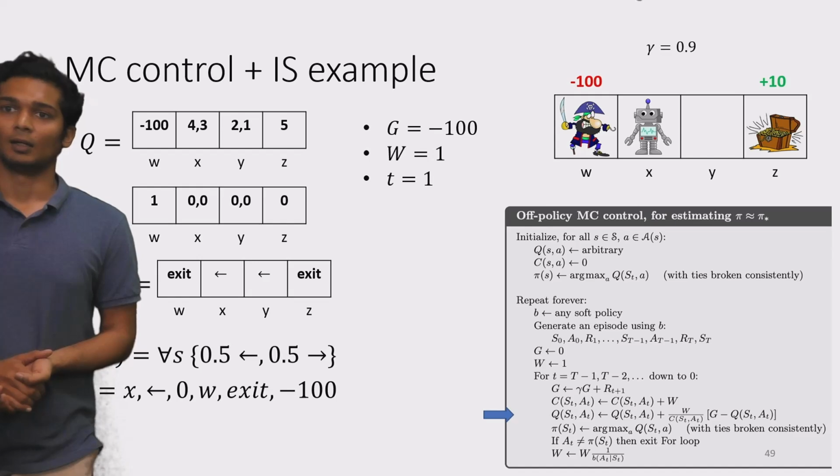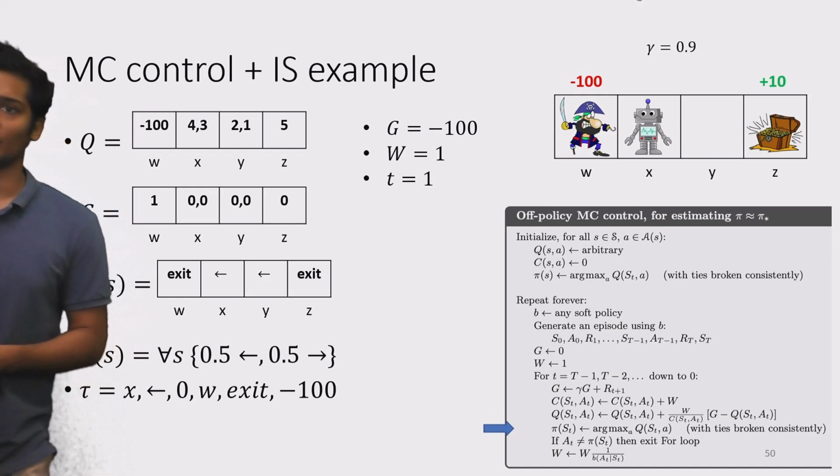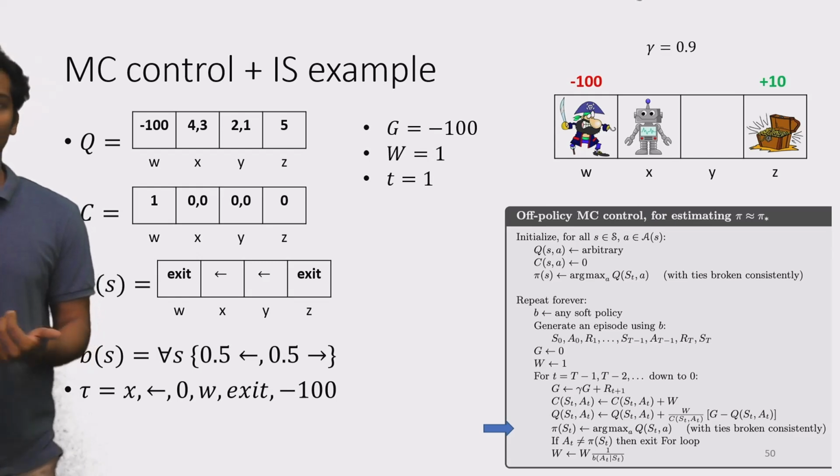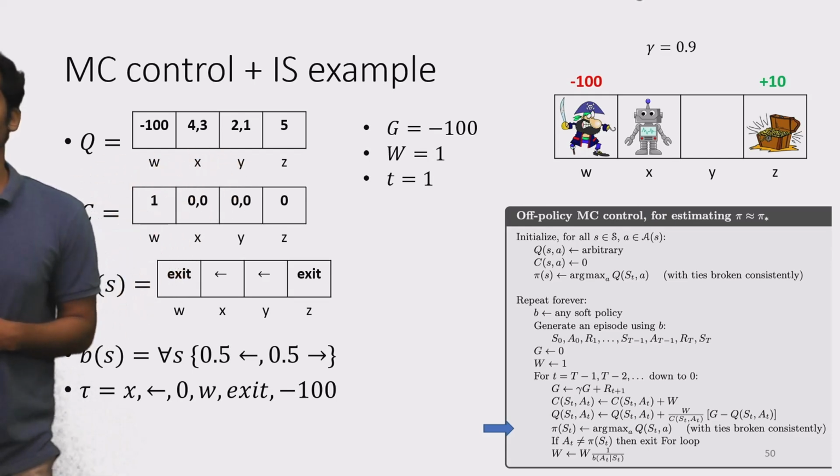Then we use these updated Q values to find our new policy, which would see which is the new best action to take in each state. So right now in state W, there's only one action. So no, we don't update.